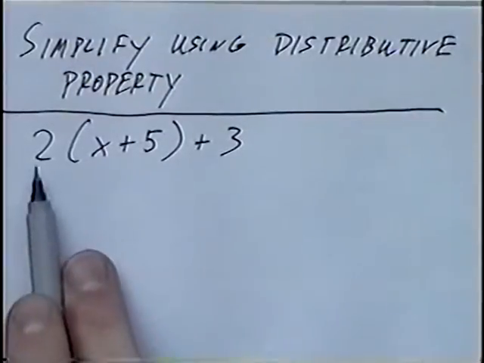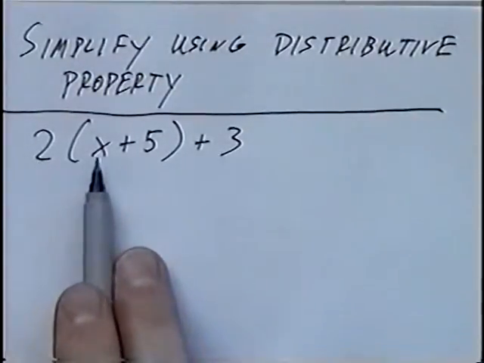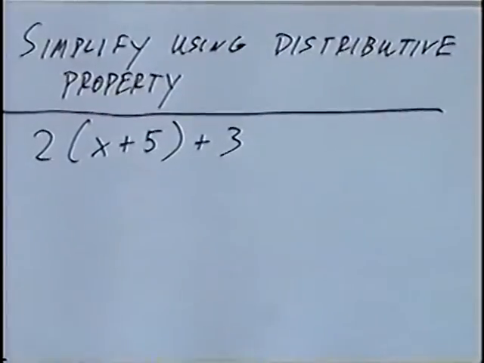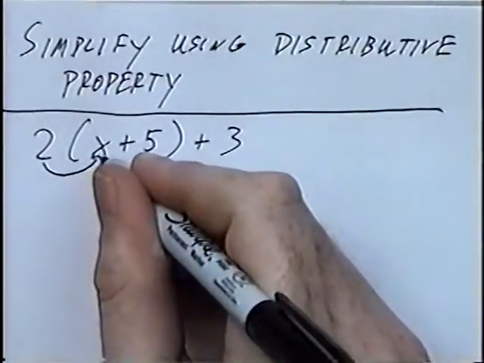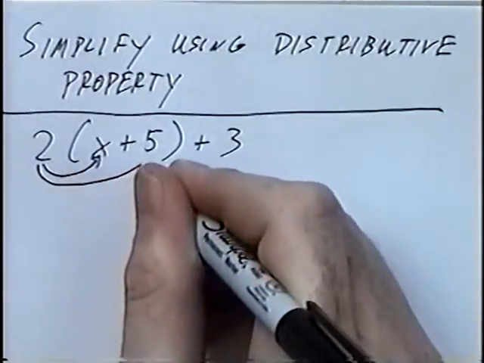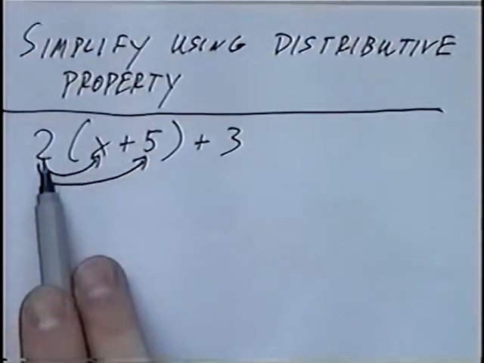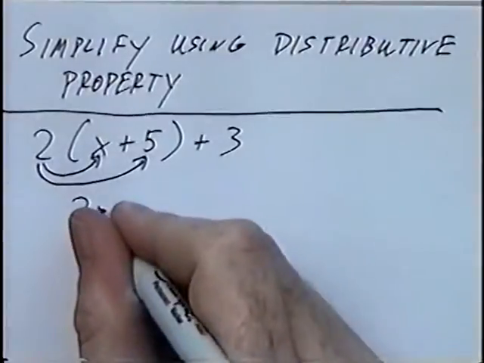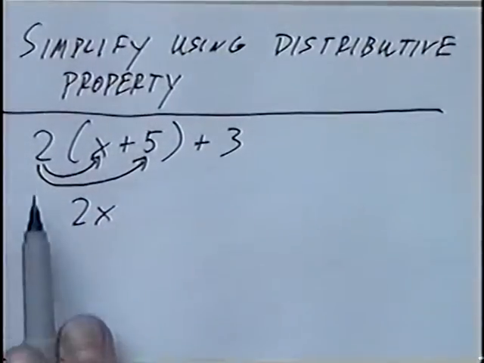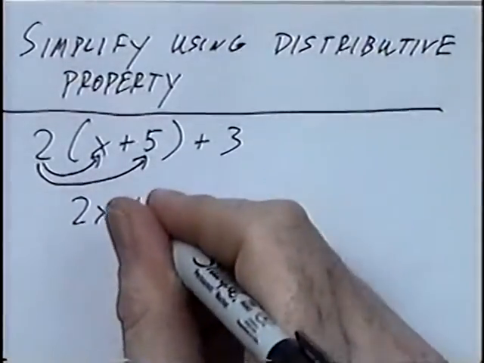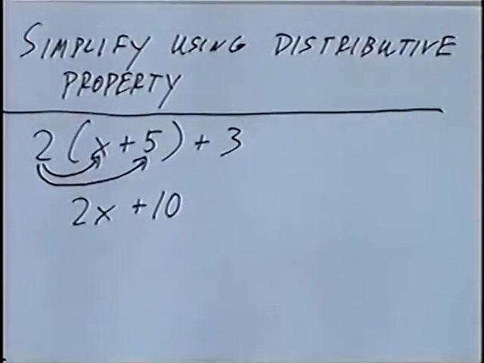To distribute, the 2 outside the parentheses will be multiplied by everything inside the parentheses. We will do 2 times the variable x and 2 times positive 5. If you multiply 2 times x, that would be 2x. And 2 times a positive 5 would be plus 10. And the plus 3 also comes down.